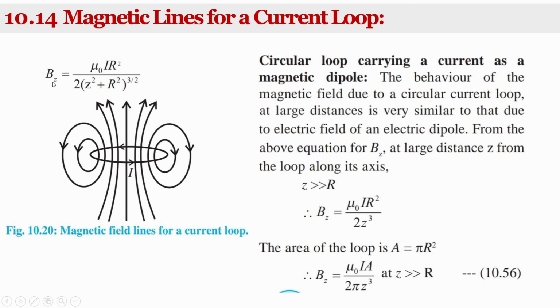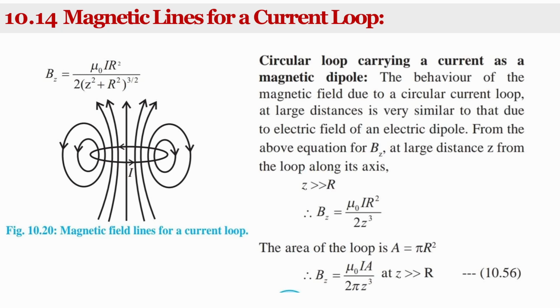Why B naught? Because we take the magnetic induction at the center. B naught is equal to mu 0 I r square upon 2 into r cube. So r square and r cube cancel. So what term remains? B naught is equal to mu naught I upon 2r. And if the coil has n number of turns, then we write the formula as B equal to mu naught n I upon 2r. In that case we say that the magnetic field lines form a circular loop.